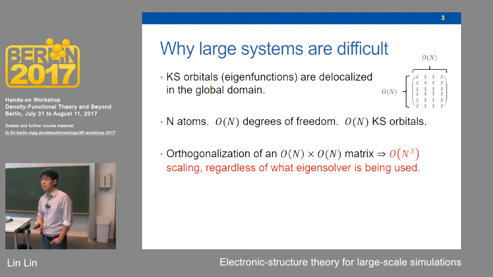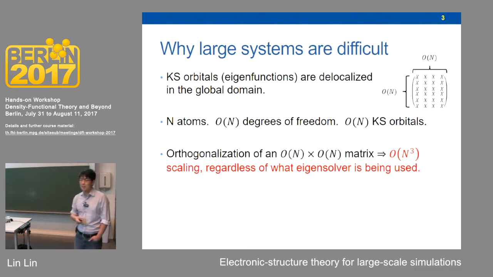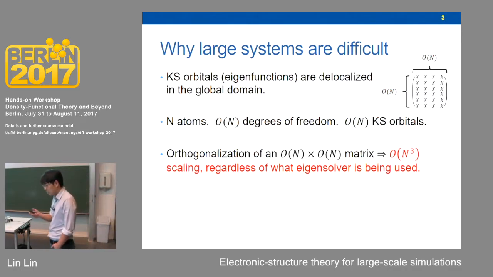And if you use a sparse solver, for example, the Davis method, you don't necessarily need to do it at every step, but in the end, at least you need to do this. So just this step gives you order n cube scaling. And the cubic scaling means that if you double the system size, you nearly increase the cost by a factor of 10, which is more exactly a factor of 8, and so on and so forth. So the cost increases very quickly.